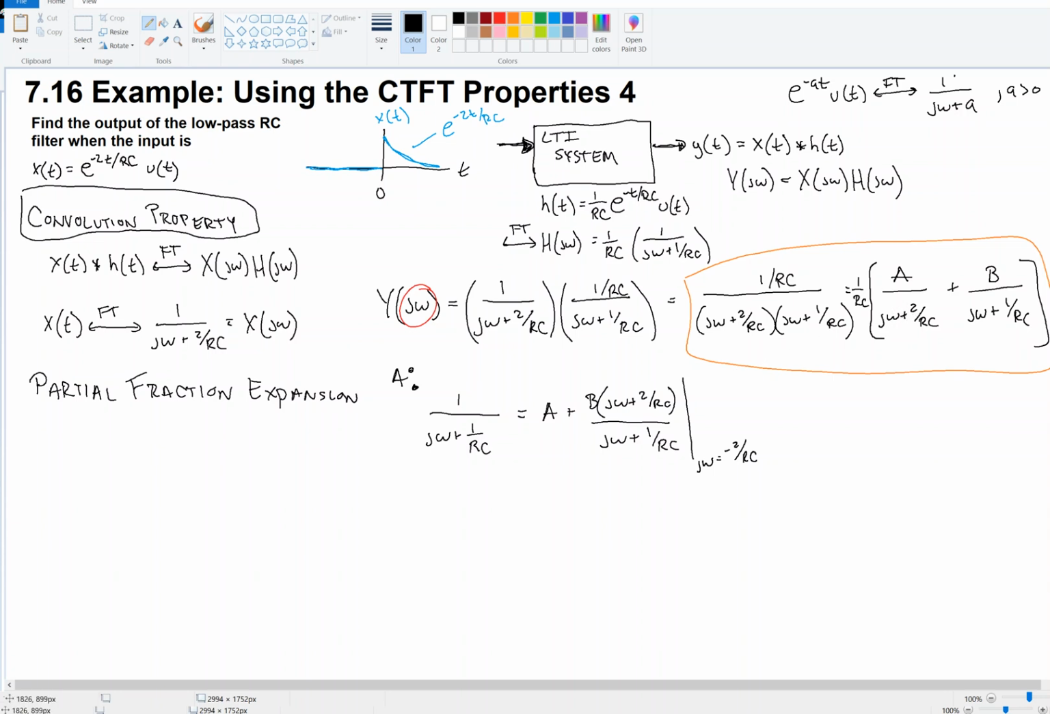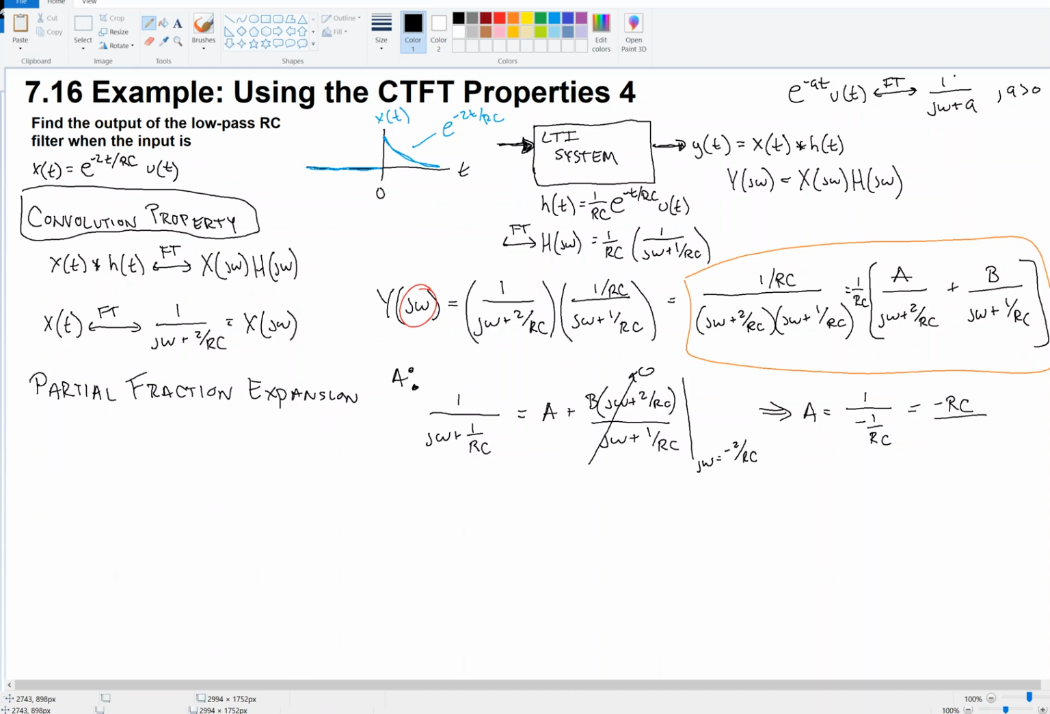So the reason I'm doing that is because, and I'm showing you the details here, but really this could be done in your head, or at least it can be done in my head. When I let j omega equal negative 2 over RC, B's contribution goes away, right? Because I have 0 over something non-zero. So then I'm left with just A on the right. A is 1 over, and then j omega we're letting be negative 2 over RC. So negative 2 over RC plus 1 over RC is negative 1 over RC. So A is negative RC.